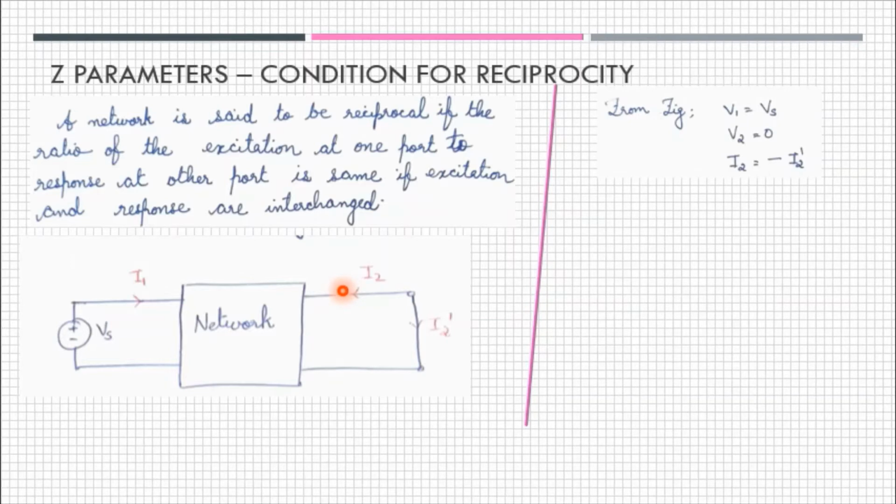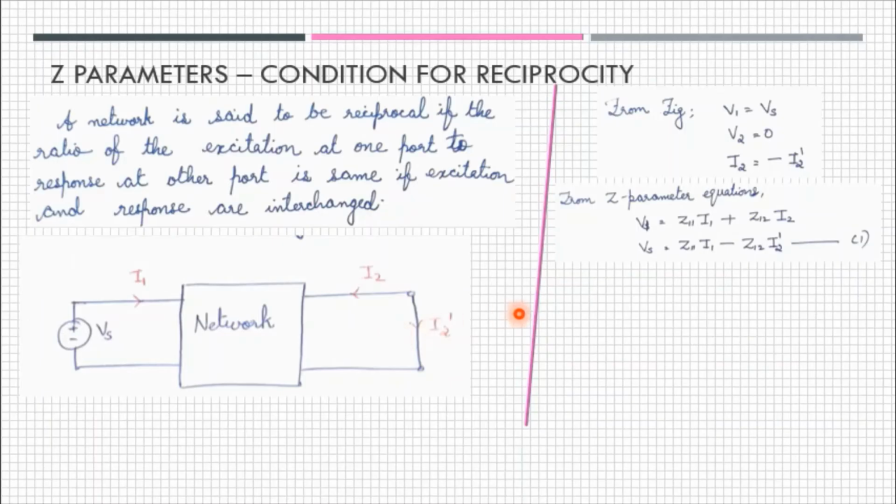And from this diagram, the input port voltage V1 is Vs and output port is short circuited, so output port voltage V2 is equal to 0. And from this diagram it is clear that I2 is equal to minus of I2 dash. Then from Z parameter equations, we can write V1 is equal to Z11 into I1 plus Z12 I2, where substitute the values for V1 is Vs is equal to Z11 I1 minus Z12 I2 dash. So we will get the equation like this.